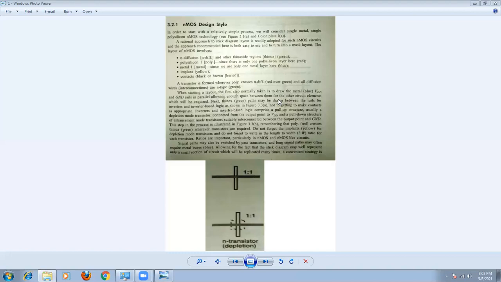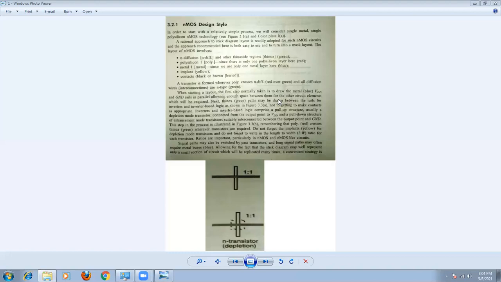Similarly, we have the implant. This is very important in case of the NMOS design style. To draw the stick diagram in the NMOS design style, this implant also plays a very important role. Now, why we are going to use implant, we'll discuss now.